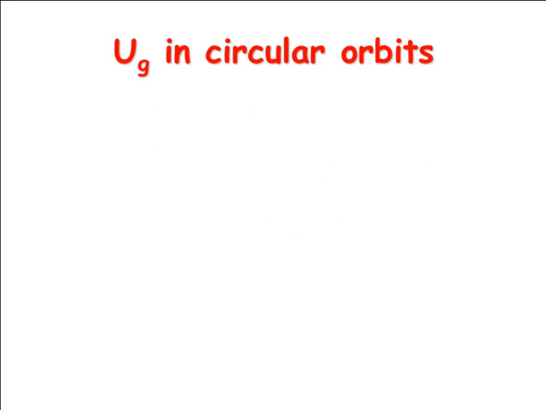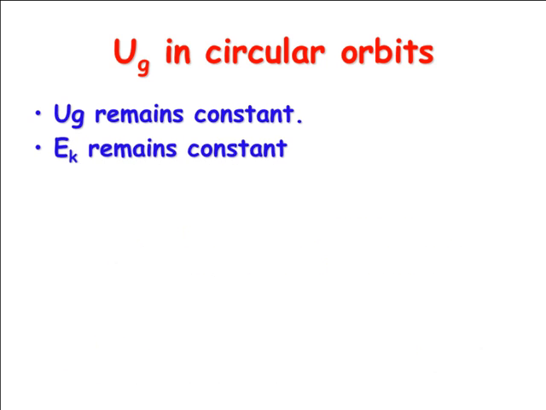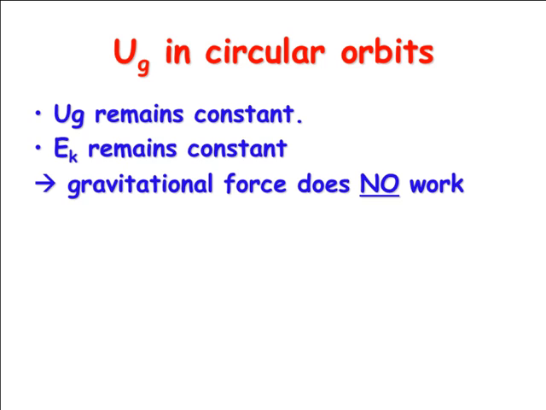Now consider a satellite that's in a circular orbit. Because the distance between the satellite and the Earth, or whatever it's orbiting, would be constant, that means the gravitational potential energy would be constant. That also means that the kinetic energy would be constant, because the force would always be perpendicular to its motion, so it wouldn't change its velocity. And as a result, no work is done.